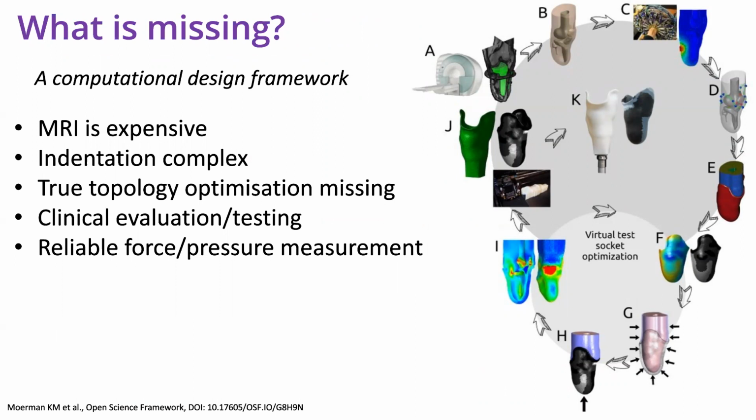What is missing? MRI is too expensive. Indentation is too complex. That machine is too complex. True optimization is missing. This optimization loop is currently not happening yet. Clinical evaluation and testing is also needed. We need to learn more about whether this initial guess is quite good, or whether we can improve that type of guesswork. And also we need reliable force and pressure measurements of the sockets to evaluate it with those subjects.